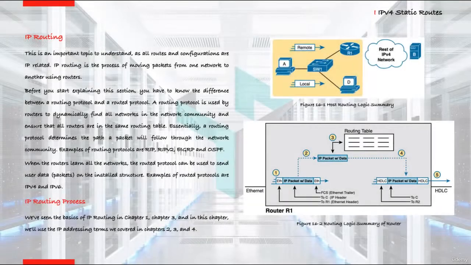The process of moving packets from one network to another using routers is called IP routing. In fact, a routing protocol determines the path that a packet takes throughout the network, and we can give RIPv2, EIGRP and OSPF as examples of routing protocols. When routers learn all the networks, they use a routed protocol to send user data over the installed structure. Routed protocols are IPv4 and IPv6.